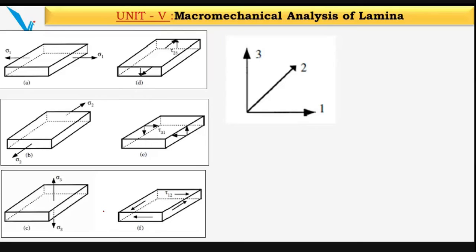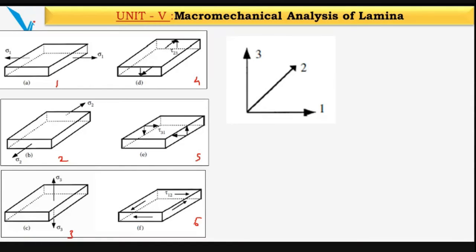Now, the main question is how to find out these constants, this C11, C12, C13, like that. These constants are found out by doing these tests. You can see in the figures, by doing these 1, 2, 3, 4, 5, and 6 independent tests, if you can do those many tests, then we can find out the relationship between the stress and strain, meaning we can find out these constants.